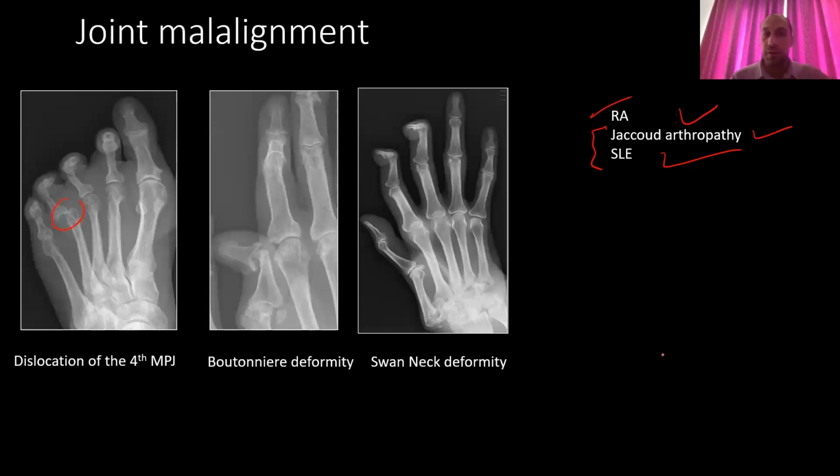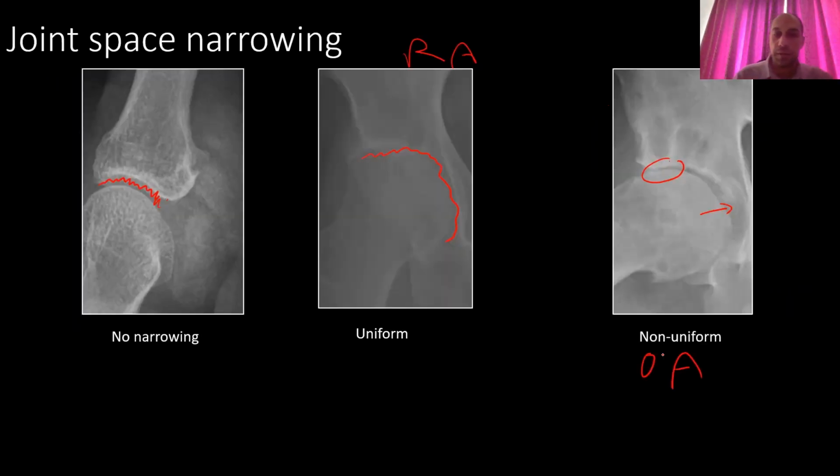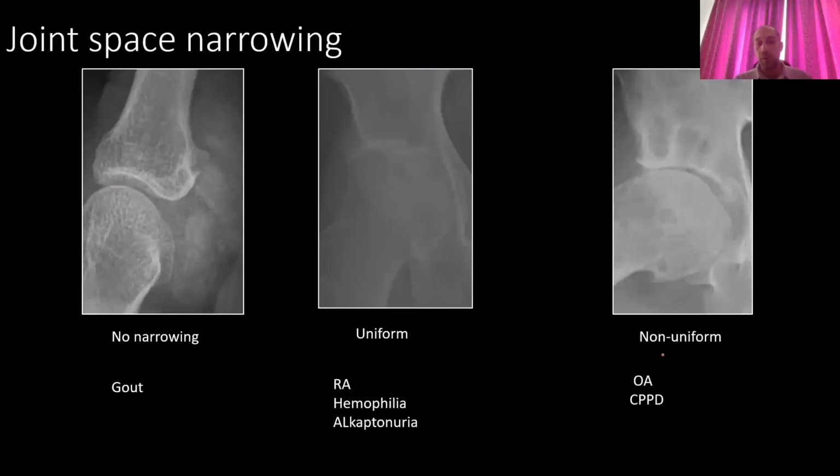Is there alignment? Is there deformity or not? Is there joint space narrowing? Is there any joint space narrowing or not? If so, what is the pattern of narrowing? Is it uniform or non-uniform? Okay. So we have here the uniform.